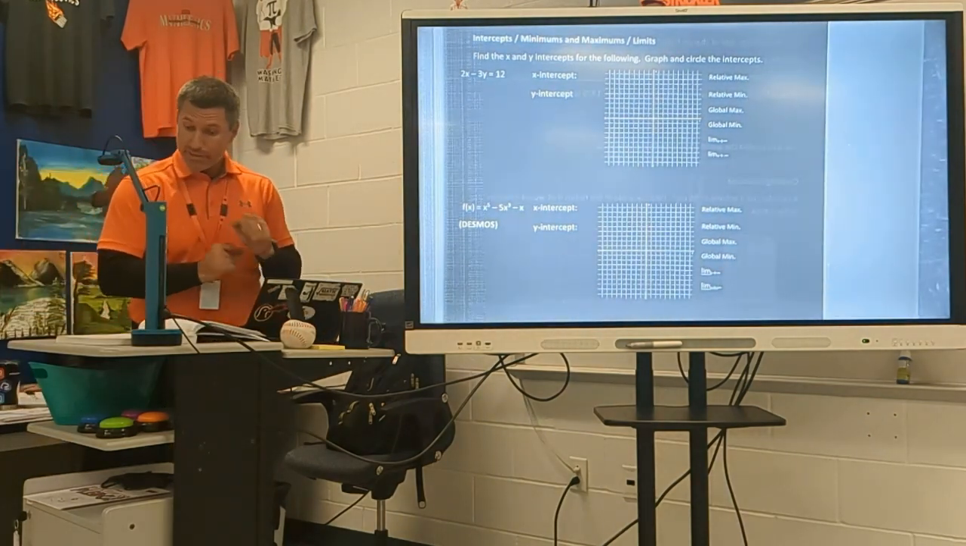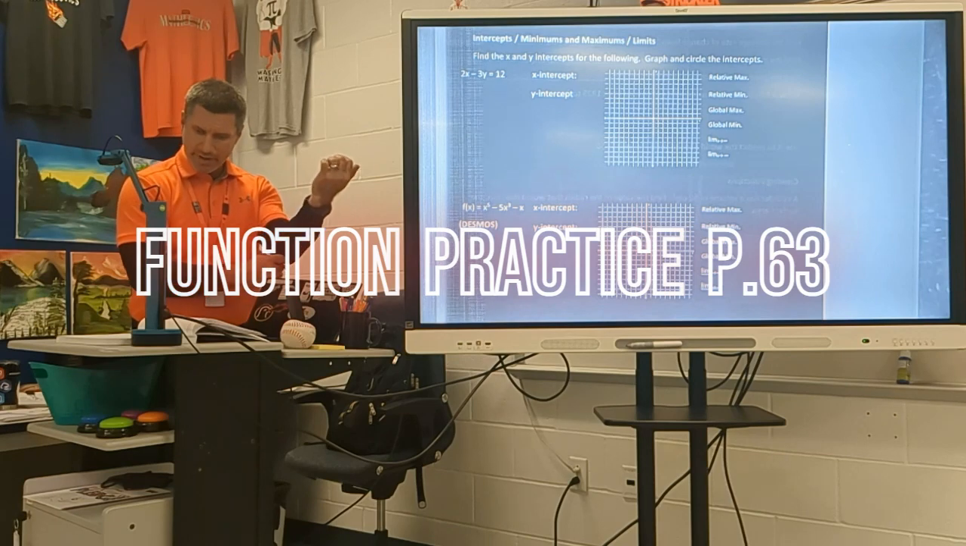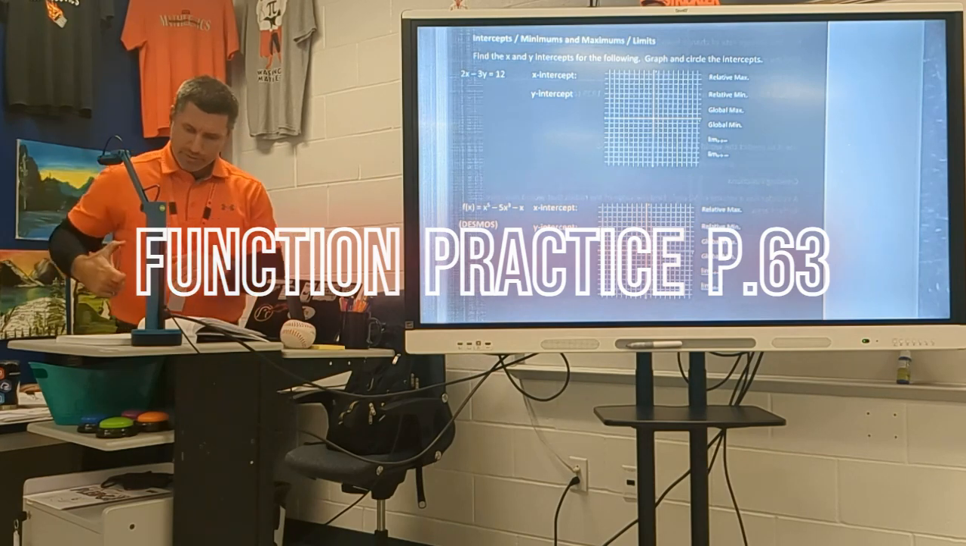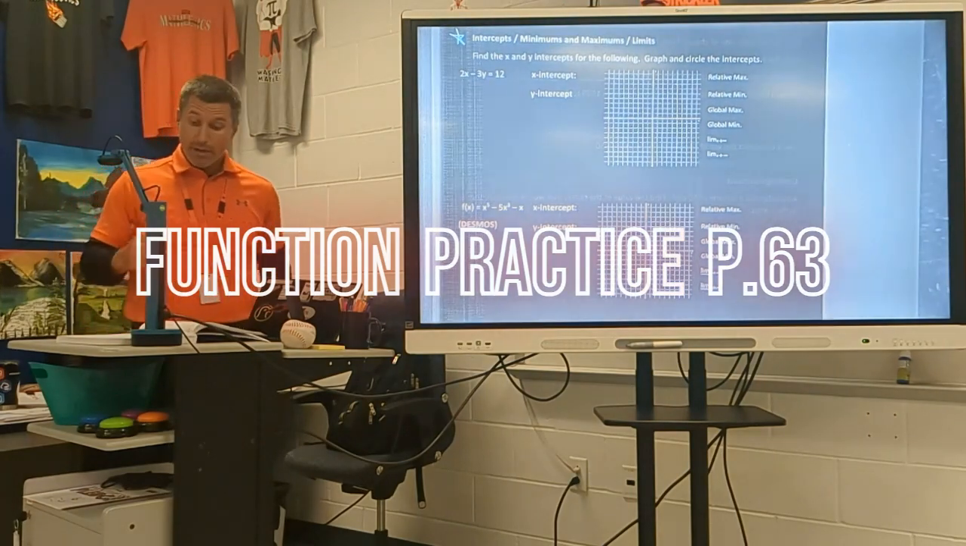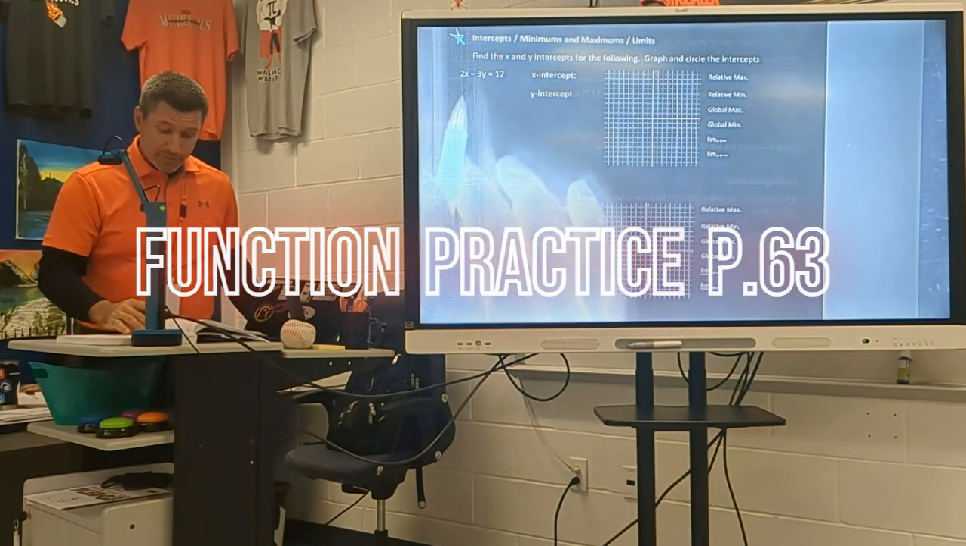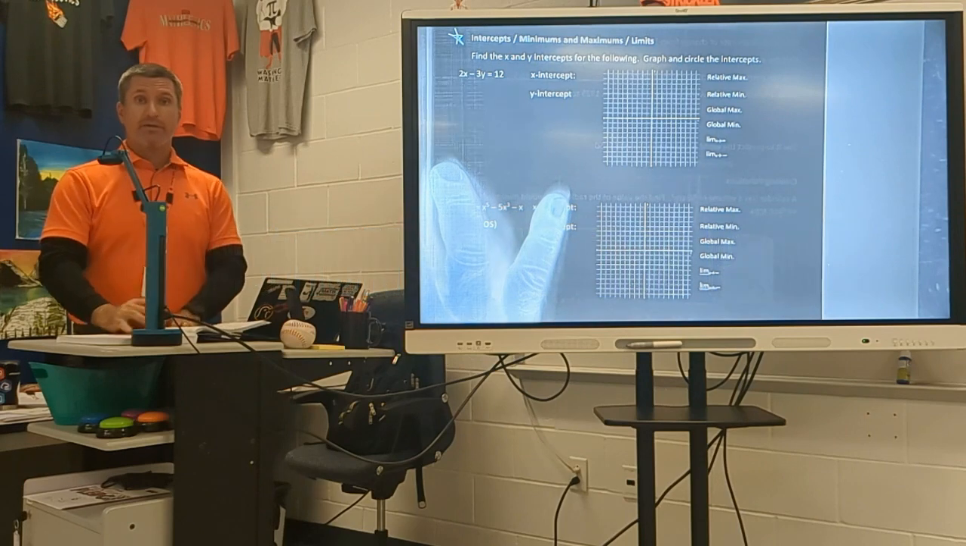All right, let's go to page 63 in your workbook. Halfway down where it says intercepts, minimums, maximums, and limits. Let's continue our discussion from yesterday about how to do this well. So first of all, I think we talked again about the cover-up method.